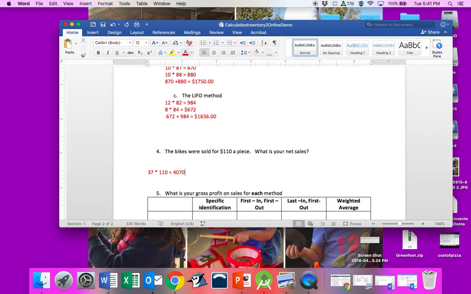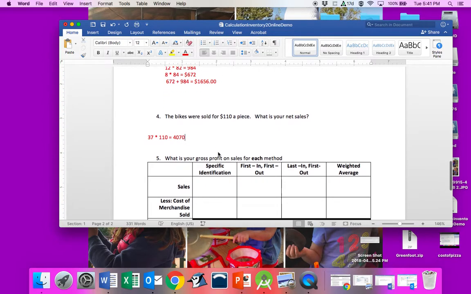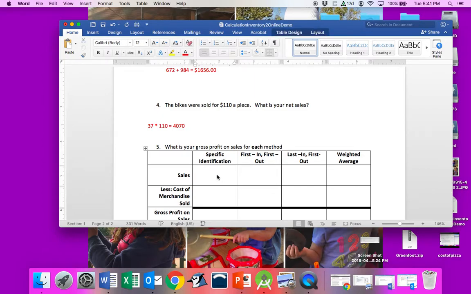Again, we sold 37 bikes. We sold them for $4,070 total. So down here in our table, you can just write 4070 because it does not matter which method they use, the sale is the same for both. All right, so that is how you find the net sales.